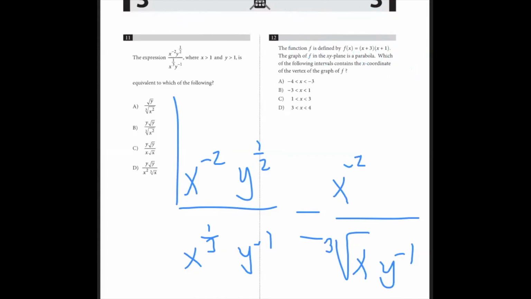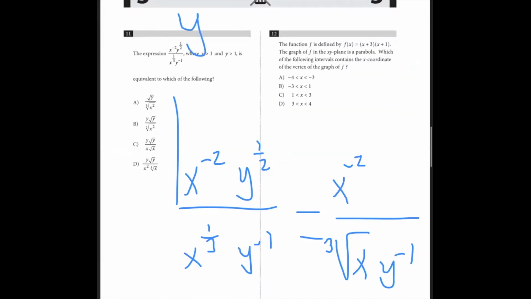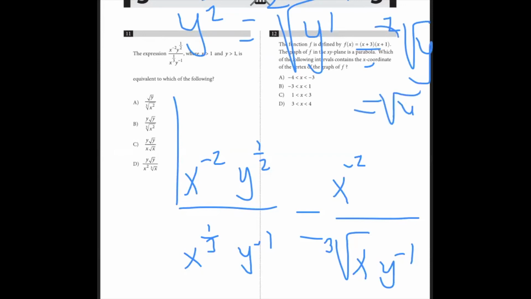So y to the 1 over 2, you leave the 1 on the inside, but you take the square root, because the 2 goes on the outside. So it's really just the square root of y. You don't need to write the 2 when you're doing it; you can just write the square root. At this point, we have a better idea of how the answer will look. It's just about dealing with the negatives, because those are harder to deal with.